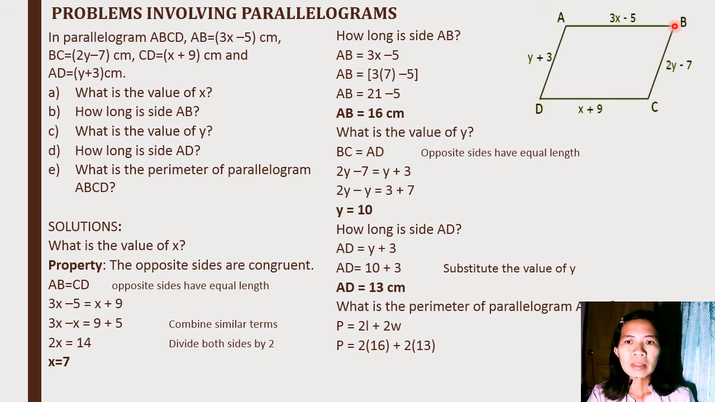Likewise, segment BC. Now we are going to simplify. 2 times 16 is equal to 32, plus 2 times 13 is 26. Now we are going to add these two. 32 plus 26, the answer is 58 centimeters. So the perimeter of this parallelogram is 58 centimeters.